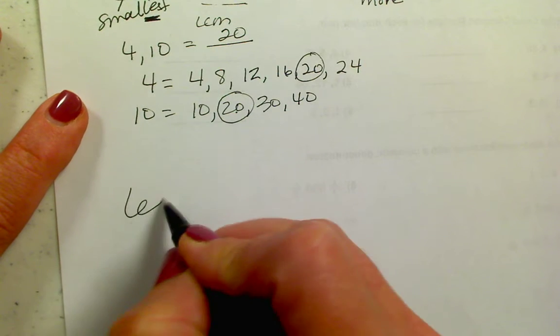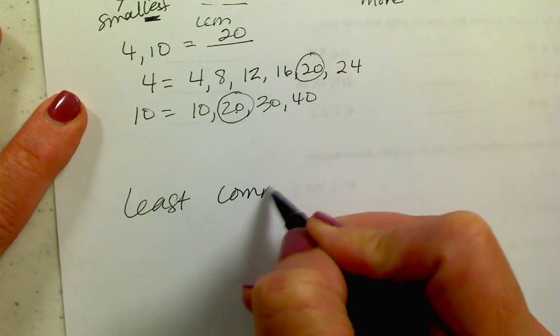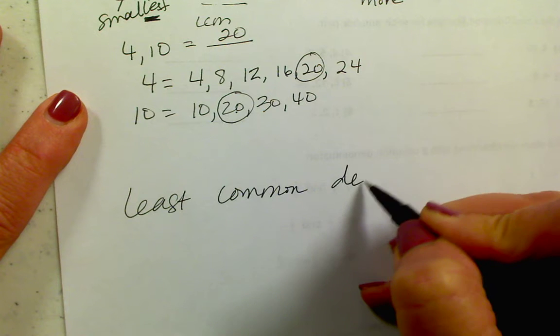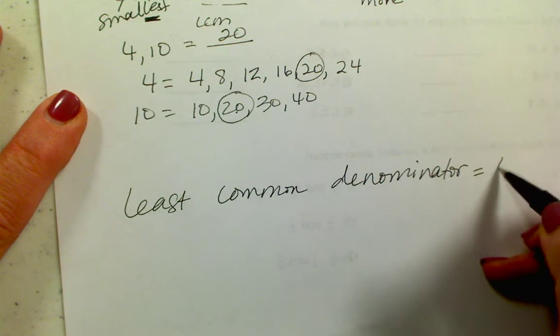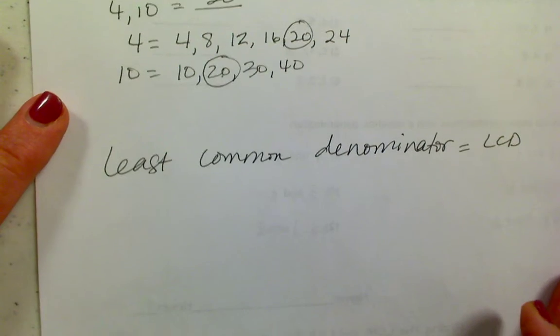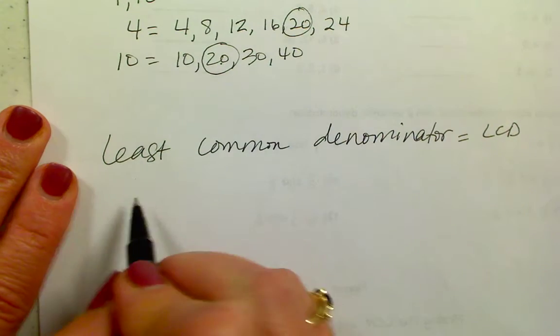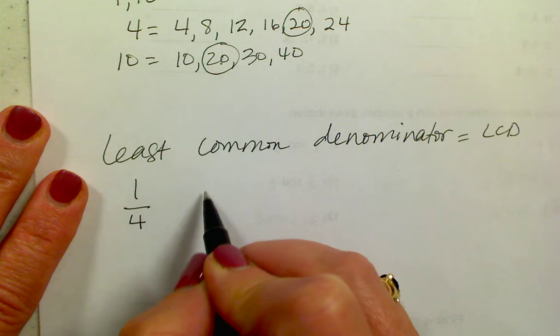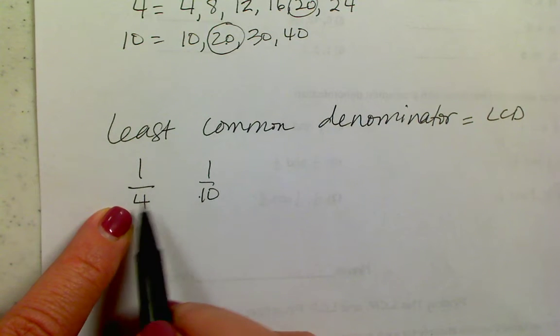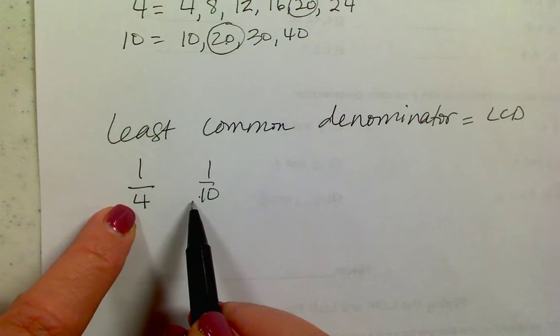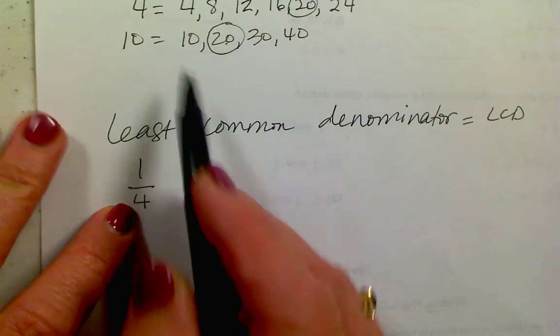Now the least common denominator, same thing. The only reason it's called denominator is because it's written as a fraction, and it's the number on the bottom. So the LCD, the least common denominator. So for example, if we have 1/4 and 1/10, well, the lowest denominator they both go into, the lowest number, the least common denominator, would be 20.